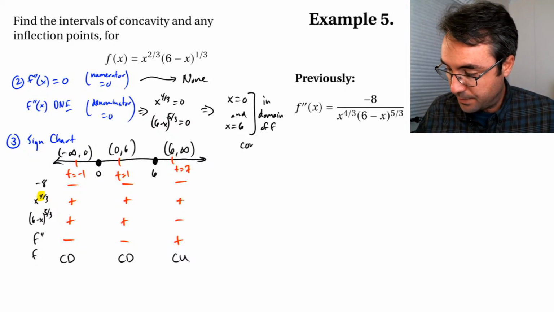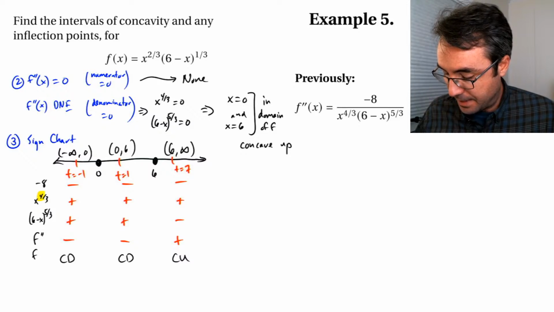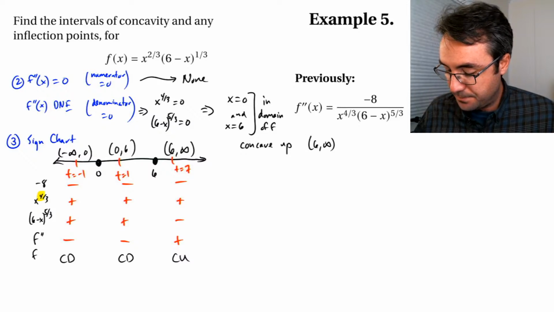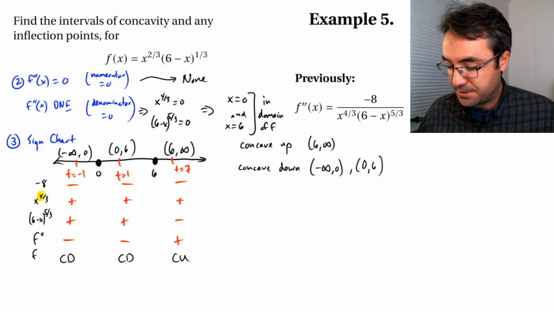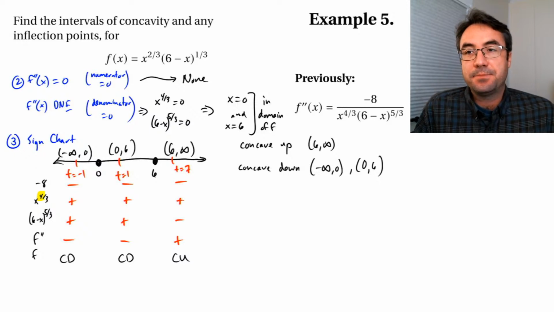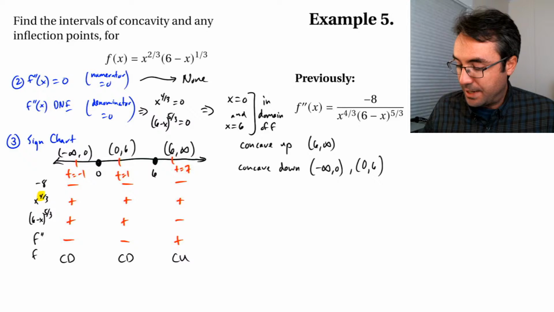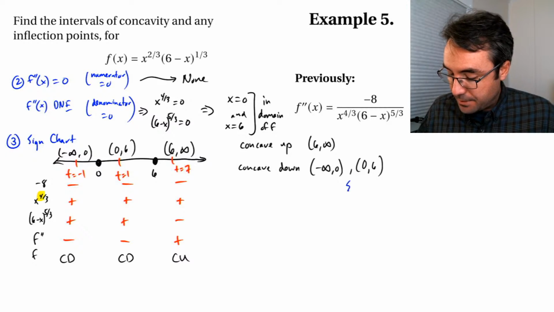So let's write down what we just found. We're concave up on the interval from 6 to infinity. We're concave down on the interval from -infinity to 0, and then the interval from 0 to 6. And you might be tempted here to try to combine these two intervals because they both end up at 0, but we can't do that here.